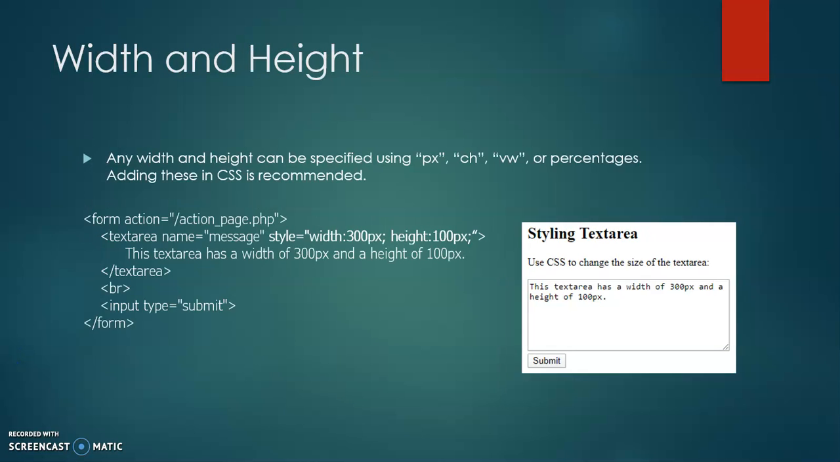Width and height. Any width and height can be specified using pixels, characters, view width, or percentages. Adding these in CSS is recommended. For today's example, they are inline. The following form has a textarea with a width of 300 pixels and a height of 100 pixels. We can see the browser example on the right.